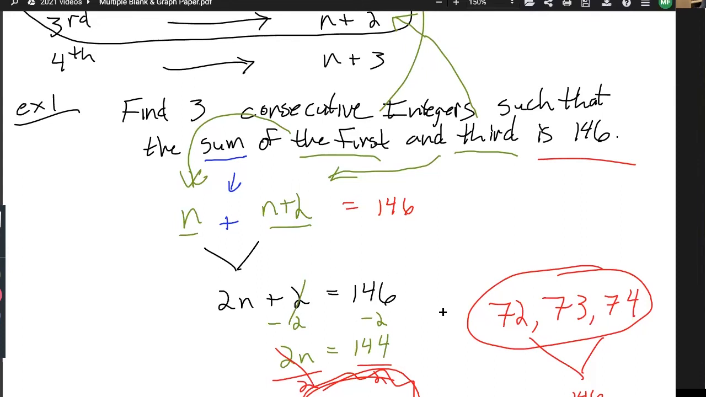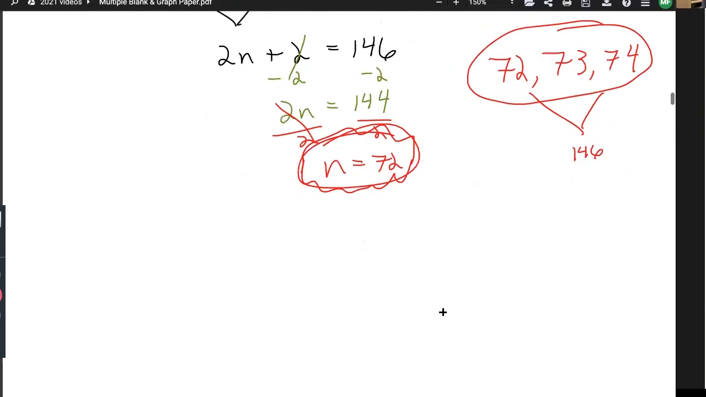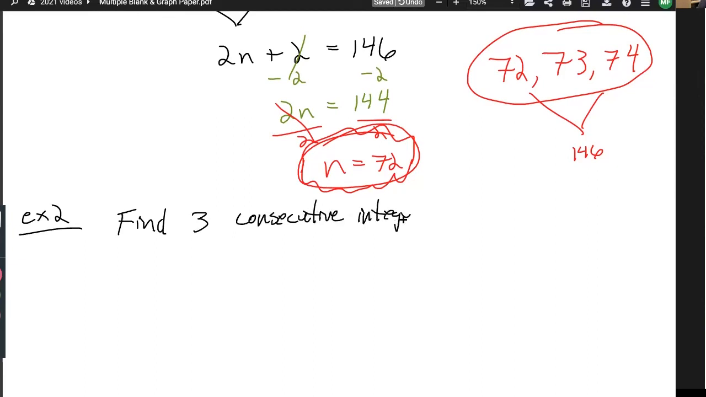Okay? So let's try another one. Let's try example 2 here. All right, let's see if we can make the riddle a little bit more complicated because that one was a little easy. All right, here's example 2. Find 3 consecutive integers such that, all right, so this is usually how these things start. Find 3 consecutive integers such that, okay?